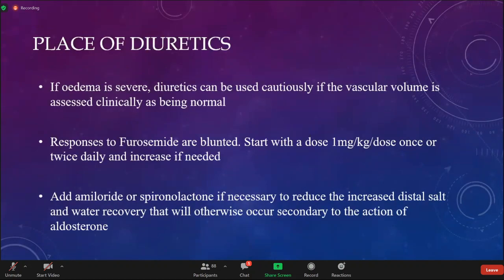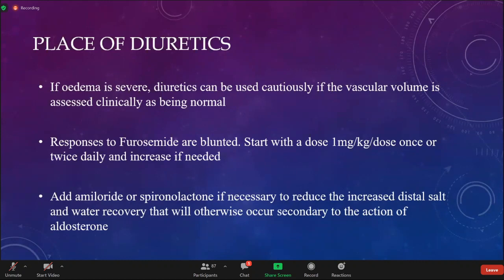What is the place of diuretics? I think in adult practice, diuretics are frequently used, but in pediatrics we don't use them frequently. If the edema is severe, a diuretic can be used cautiously if the vascular volume is assessed clinically to be normal. You always have to assess the hemodynamic status and the intravascular volume before you prescribe diuretics.